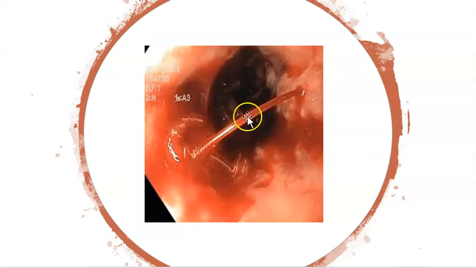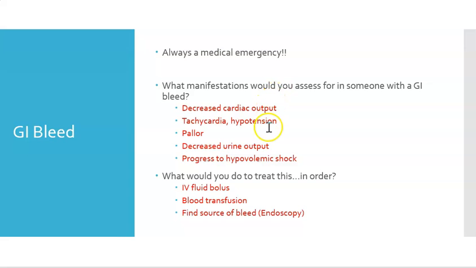Oh, we all know what this is. This is a GI bleed. So your priorities with this are going to be to stabilize your patient and find out where the bleeding is coming from so it can be stopped. So you're going to monitor your patient. Let's see if I've got a list. Oh, I do. Okay, so that's what it looks like.